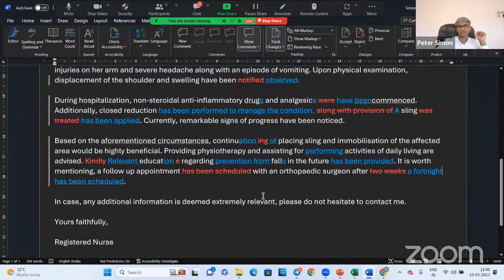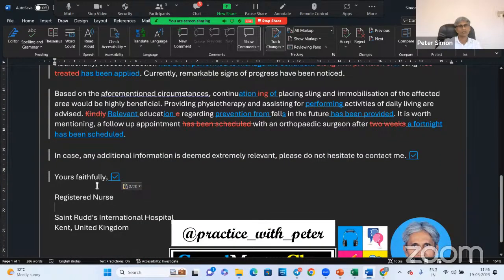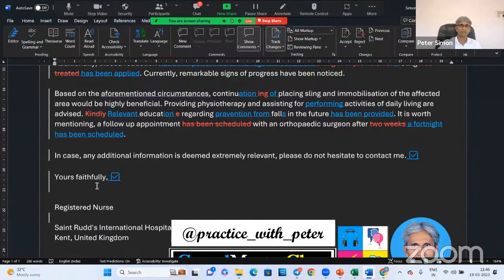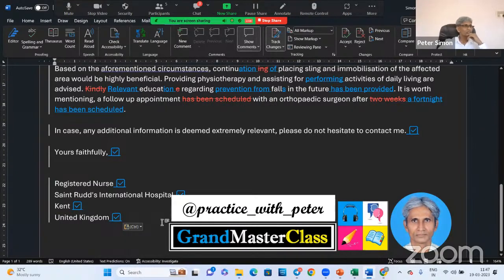In case any additional information is required, please do not hesitate to contact. Yours faithfully. Registered nurse, St. Rudd's International Hospital, Kent, United Kingdom.